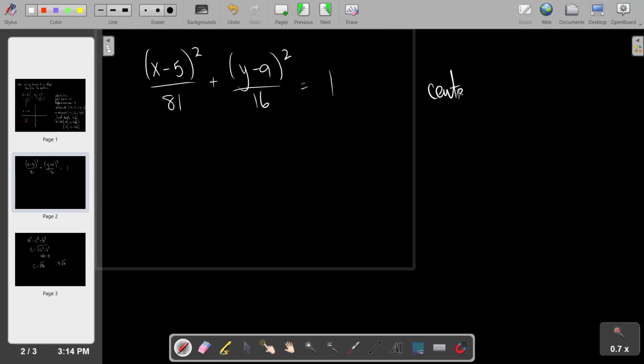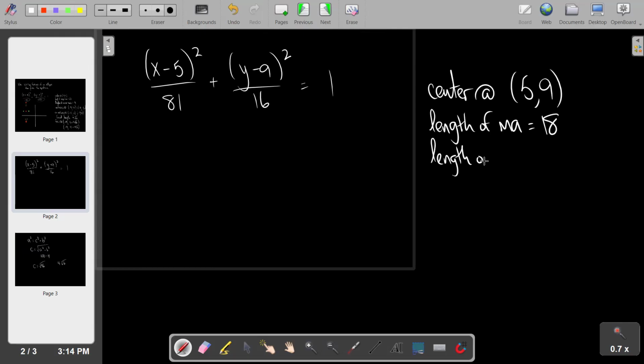Yes. So we want to say center at 5, 9. Next up is length of the major axis, I guess. 18. Oh, and that's 18, is good. And then let's call the other one the minor axis. That's really a lame abbreviation, by the way. What would be the length of the minor axis? 8 is perfect. 8, as my wife would say, 8 is great.